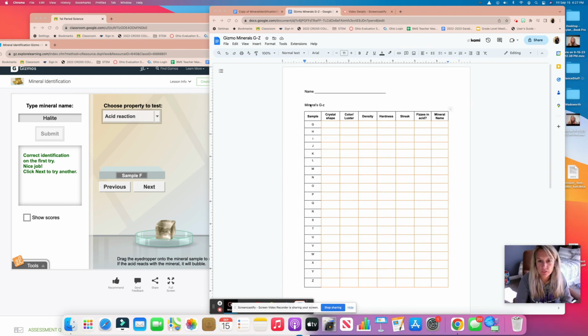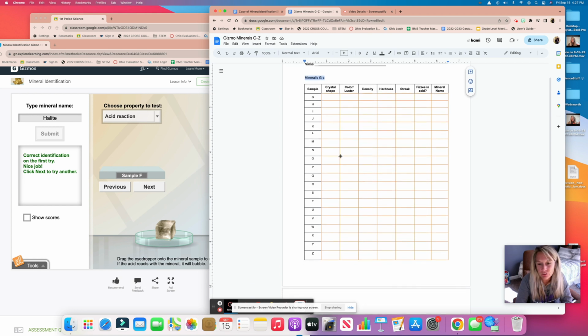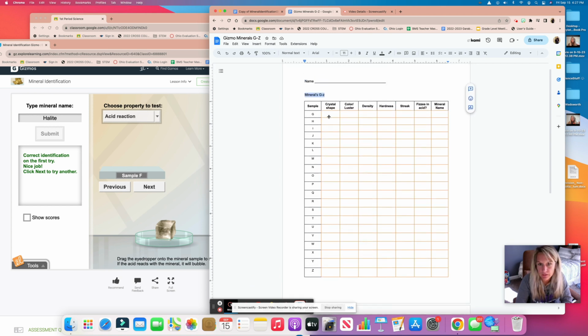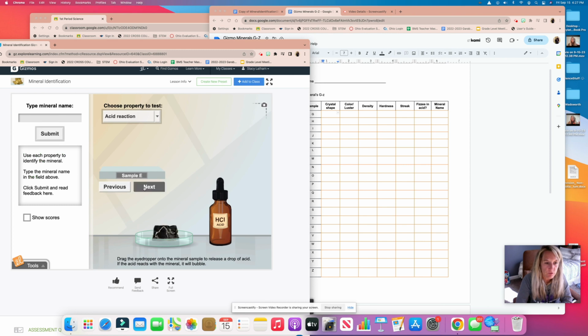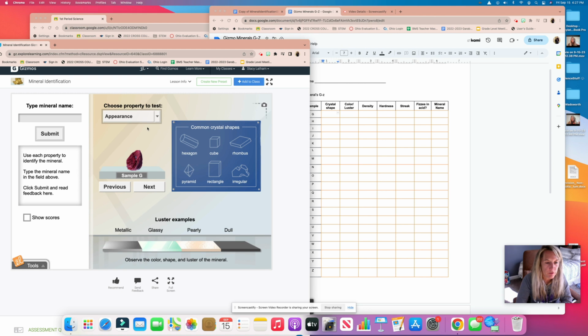Okay, so this is the last section that we're going to work on, and it is going through minerals G through Z. So in this video, I'm going to go kind of fast just so we can get through all of them and nobody falls asleep watching this. But we're going to go through G through Z together. All right, so we're going to start with G on the gizmo into appearance.